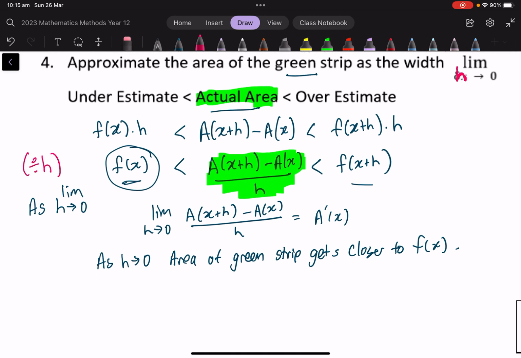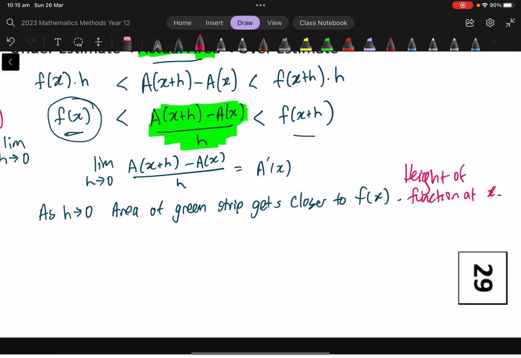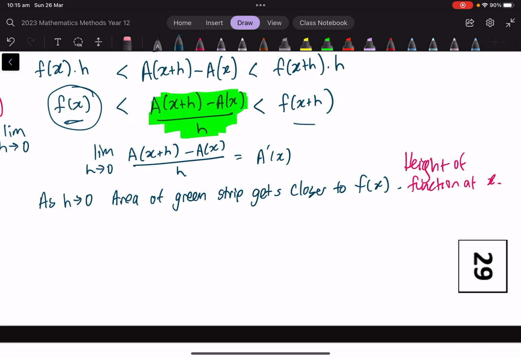So I've written here, it's the height of the function at x. So the height of the function at x. So what does that actually mean? It means that as the limit as h tends to 0, the derivative function is equal to the height of the function at x.